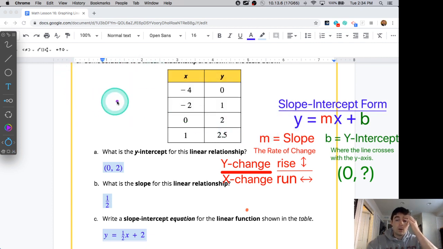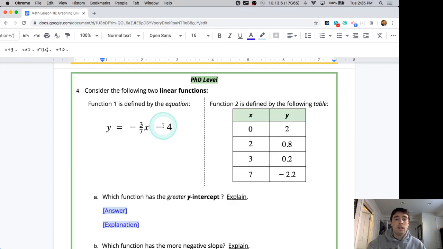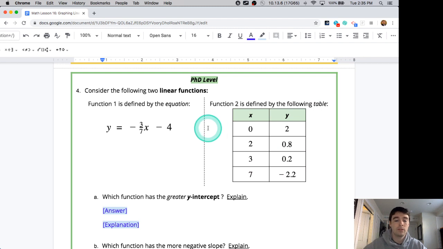Alright, so that should hopefully help you get started now as you move into the 3rd assignment on Khan Academy, which has you comparing 2 different linear functions. Number 4, our PhD problem today, is an example of that. So when you get to the 3rd Khan Academy assignment this week, they're going to have you compare 2 different linear functions that are taking different forms. Some will be graphs, some will be equations, and some ultimately will be tables.